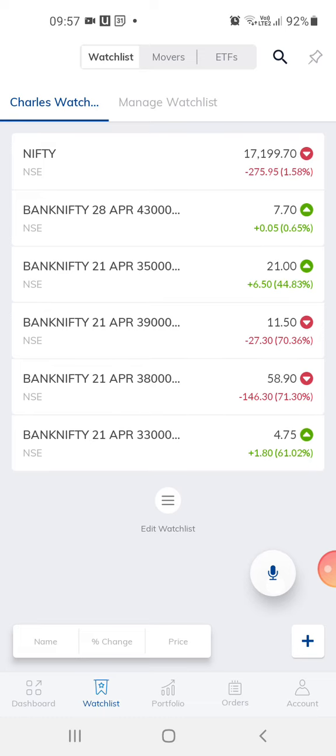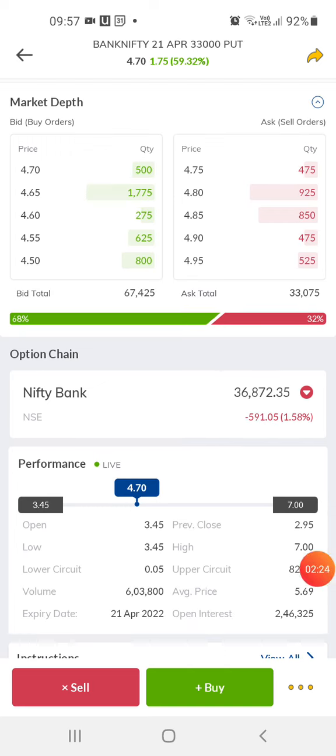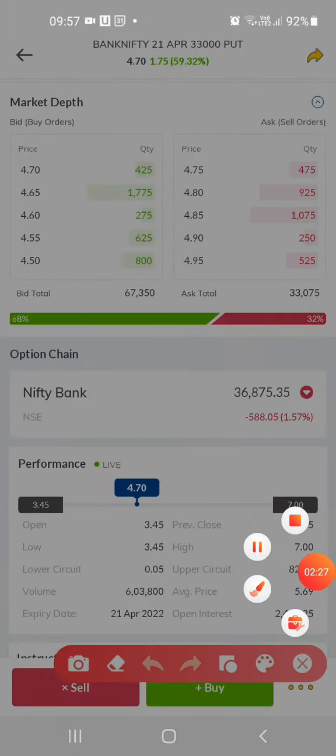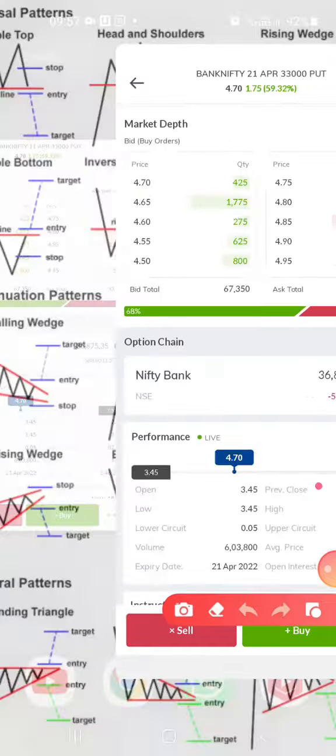Okay, I'll just show you. Suppose, for example, this was it when the market opened. It went about 5 rupees. The previous close, if you see, the previous close was 295. Okay, this is the previous close 295, and it went about 5 rupees when the market opened. Now it's at 470. So I'll just show you a simple calculation.